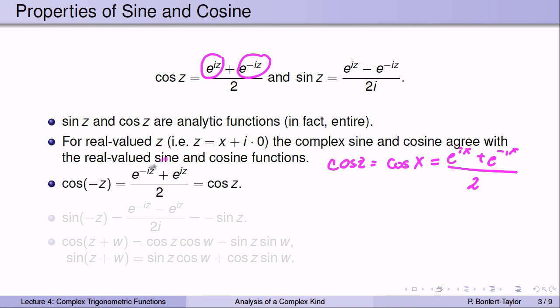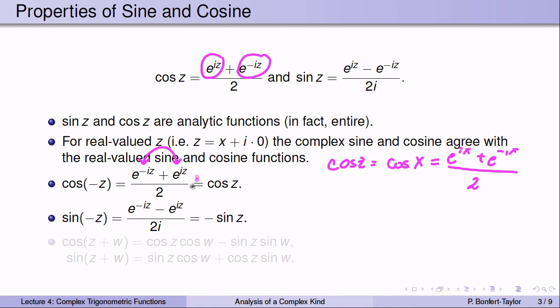What's cosine of minus z? For the real-valued function, the cosine function is an even function. Cosine of x is equal to cosine of minus x. Is that still true for the complex cosine function? Well, cosine of minus z is e to the minus iz plus e to the iz. And I can just interchange these two terms on top here because addition is commutative, and I see that this is equal to the cosine of z.